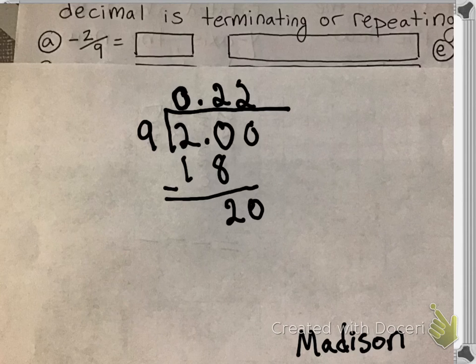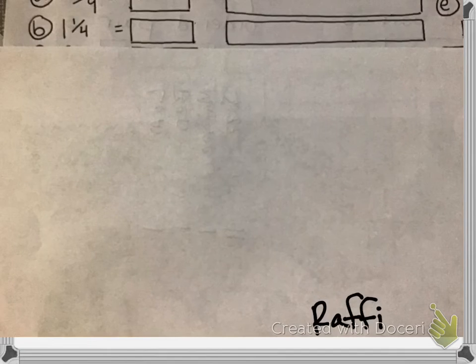So what are we noticing, Madison? It's repeating, right? So what kind of decimal is it? You can just put an R if you don't want to. We can do that. Excellent. So we get that as our answer. Now, there was a negative in front of it, so all it becomes is negative 0.2 with a bar notation over it. Excellent. Rafi, come on up here for B.